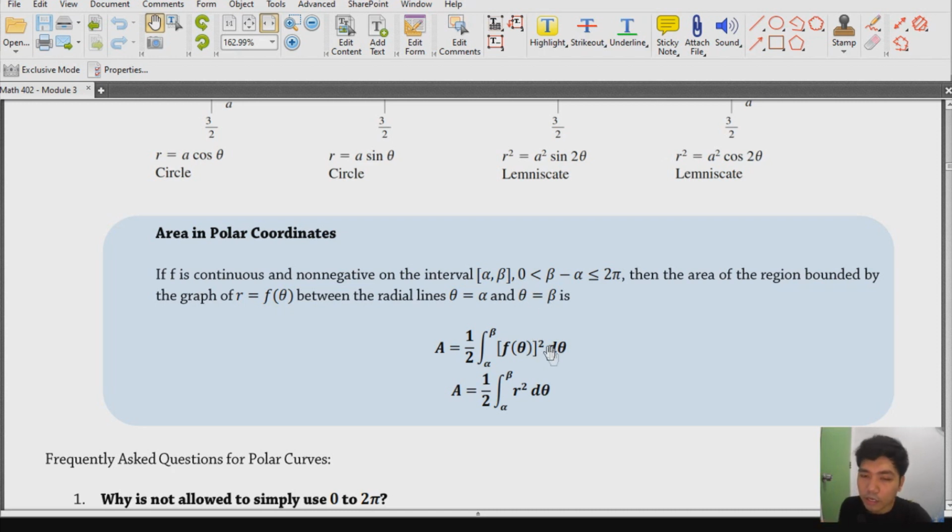And that is the same thing that goes for this. So you just need to square the r and then take d theta, with alpha to beta, then 1/2 here. So we are looking for its sectoral area within the bounded region. That is why that became its formula.